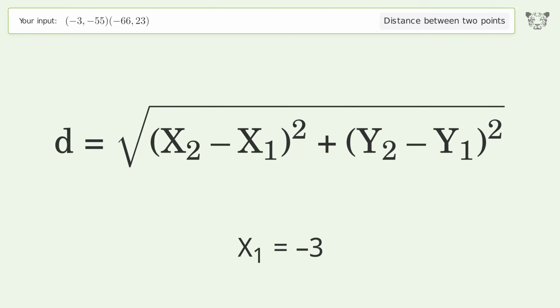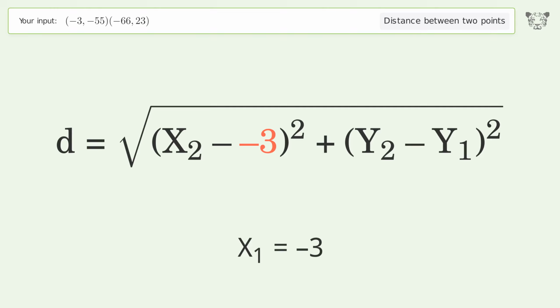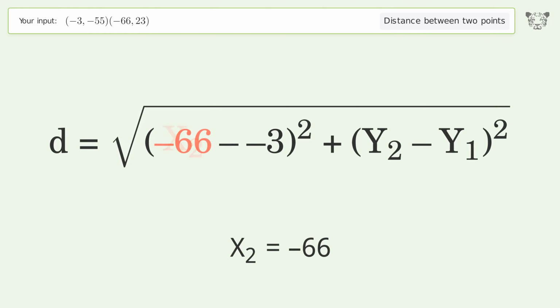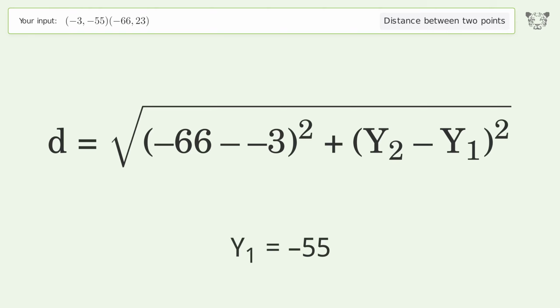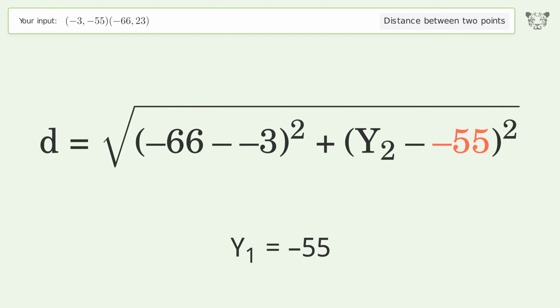x1 equals -3. x2 equals -66. y1 equals -55. y2 equals 23.